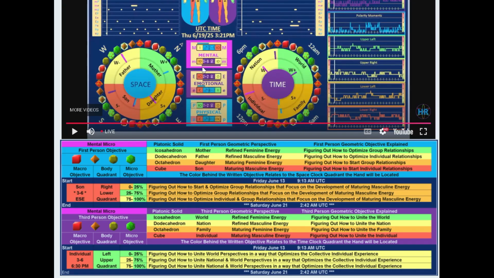You can see we're almost to the end of this cycle. We're over 75% of the way through the micro objective. So 75 to 100 is what we're going to be looking at. Now, the hand of the clock is going to be in the orange section. And remember, the micro hand is the shorthand. So here it is. It's in the orange section.